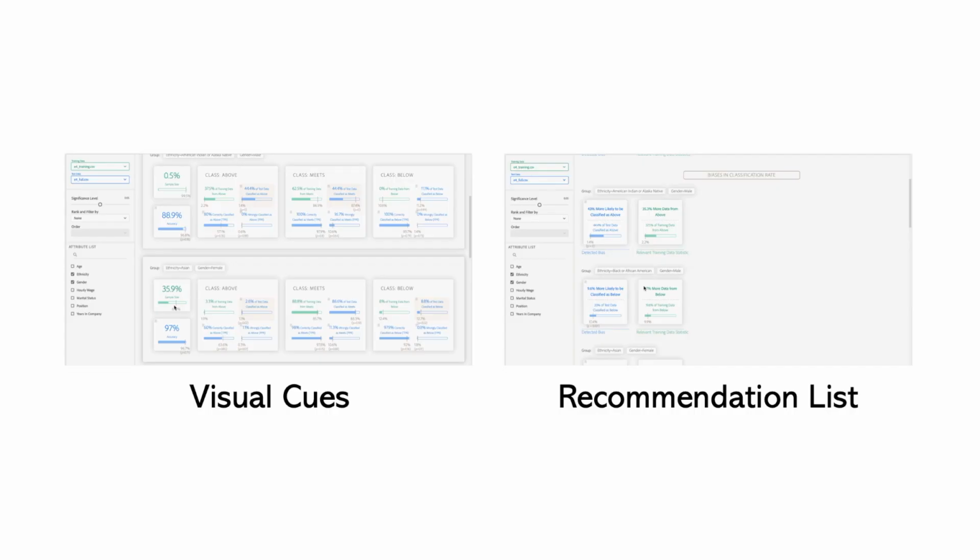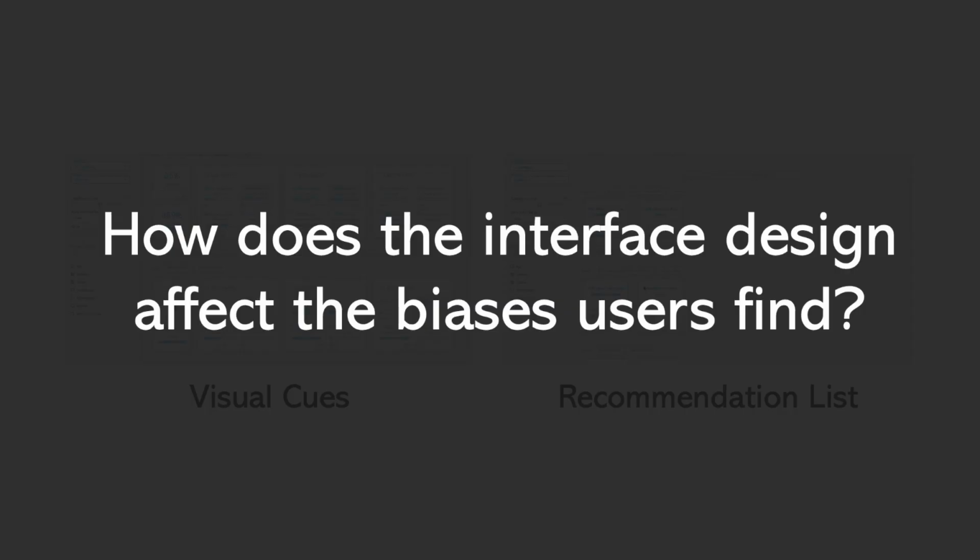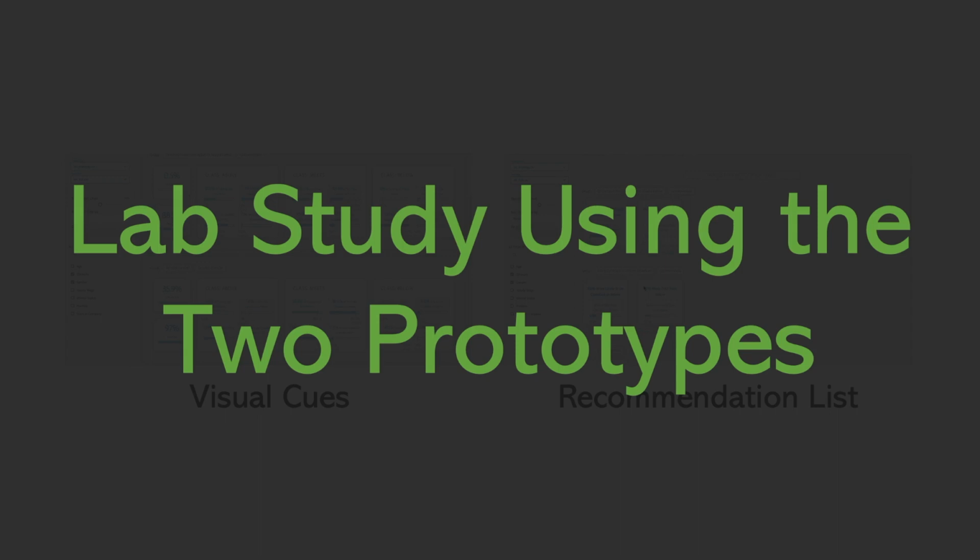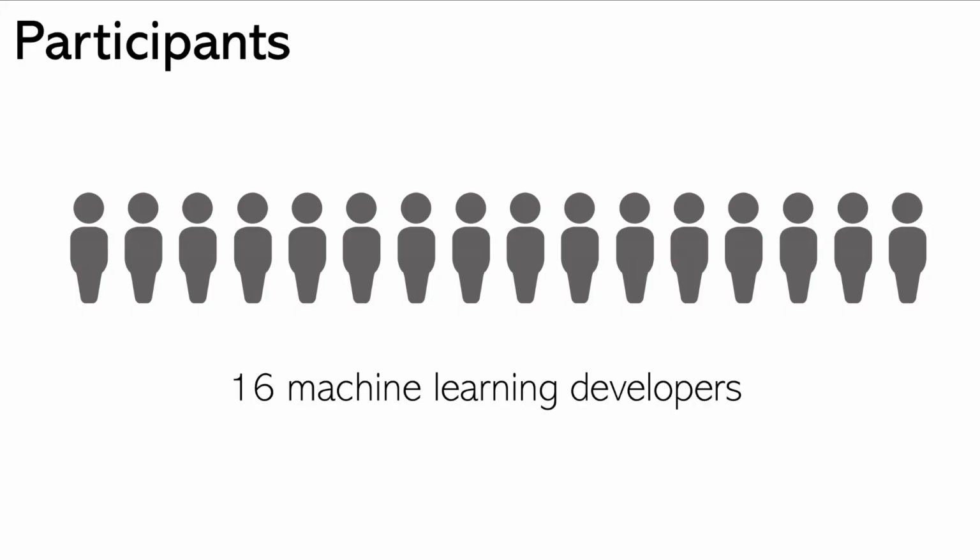But with these two prototypes, we can really answer this question. How does interface design affect the biases users find? So we conducted a lab study to observe how people use the two prototypes for detecting model biases. We recruited 16 machine learning developers from a large technology company to use our prototypes. These people build machine learning models in their job.